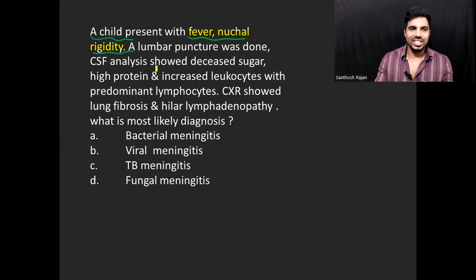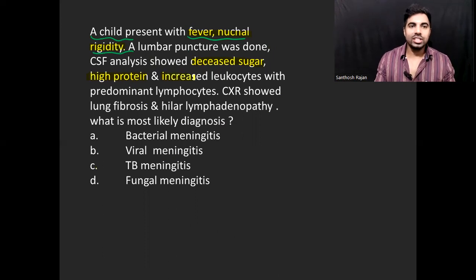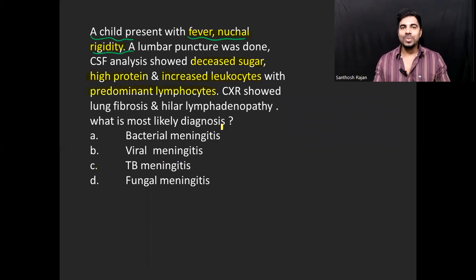Lumbar puncture was done. CSF analysis was done. What did they show? Decreased sugar, high protein. If the sugar is less, it means bacteria are eating it, right? So either it's bacteria or TB. And high protein is also either bacteria or TB, not virus. It can't be virus. Increased leukocytes came, so that could be bacteria or viral. But predominant lymphocytes, so it's either bacteria or TB. TB is also bacteria, but we usually keep TB separately.